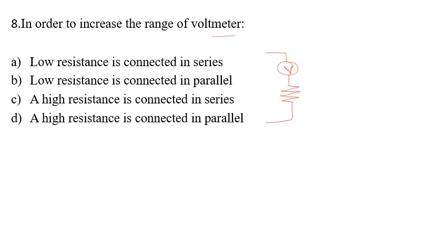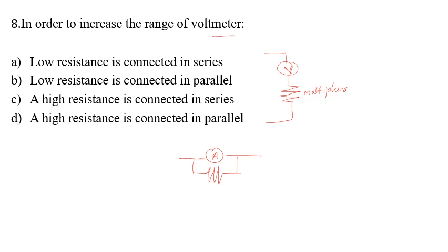To extend the range of voltmeter, we are connecting a resistor in series with the voltmeter. This is generally known as a multiplier. A multiplier has a high resistance. This is the case of the range extension of voltmeter. If we go to the range extension of an ammeter, here we are connecting a low resistance which is in parallel with the ammeter.